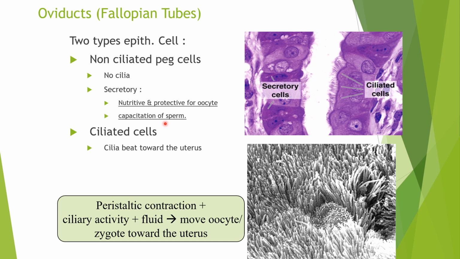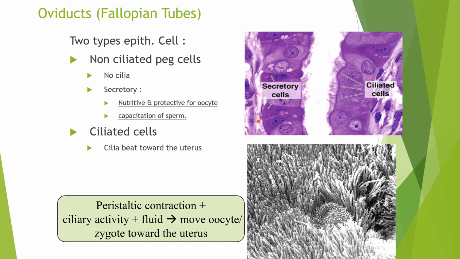There are two types of cells present in the epithelium. One are the non-ciliated or PEG cells, and the other are ciliated cells. These ciliated cells are very important. This is a transmission electron micrograph showing the ciliated cell, and in between the ciliated cells you can see the non-ciliated or PEG cell. In this H and E stained section you can appreciate the ciliated cells as well as the non-ciliated cells.